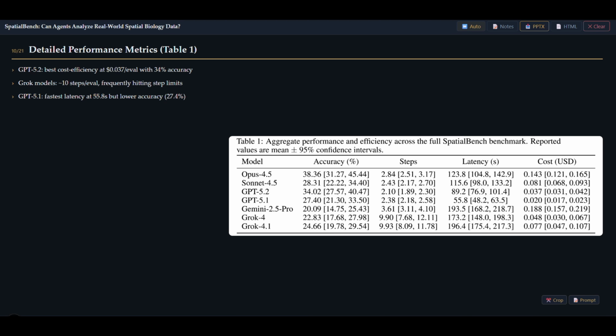Table 1 gives us the precise numbers with confidence intervals. Opus 4.5 achieves 38.36% accuracy with a CI of 31.27 to 45.44, using 2.84 steps per evaluation at a cost of 14.3 cents. GPT 5.2 is remarkably efficient: 34% accuracy at only 3.7 cents per evaluation and 89 seconds latency. The Grok models are striking outliers in step count, nearly 10 steps per evaluation, with max latencies approaching 200 seconds, yet their accuracy remains in the low 20s. Gemini 2.5 Pro is the most expensive at 18.8 cents per evaluation, while delivering the worst accuracy.